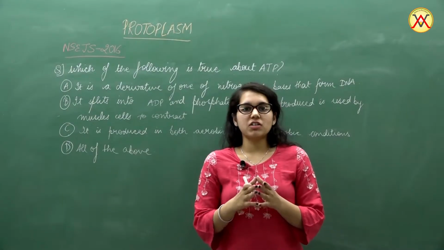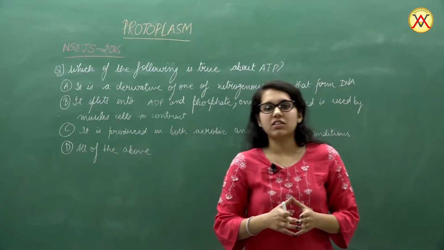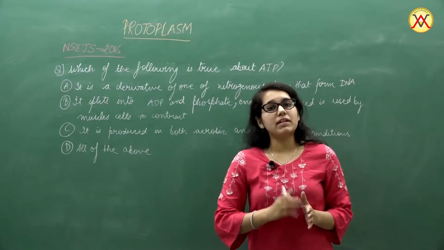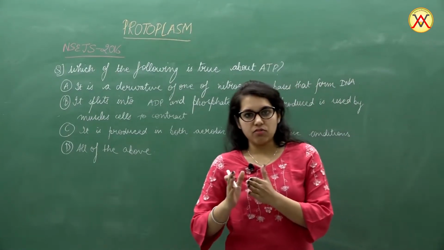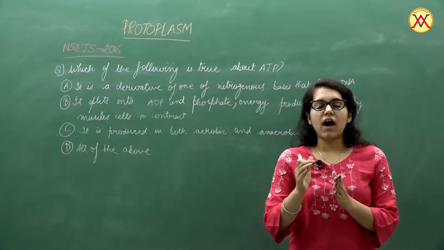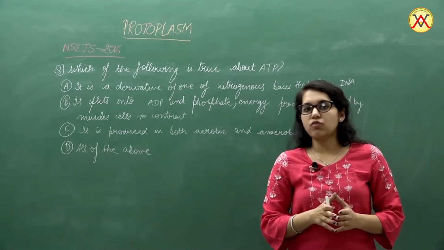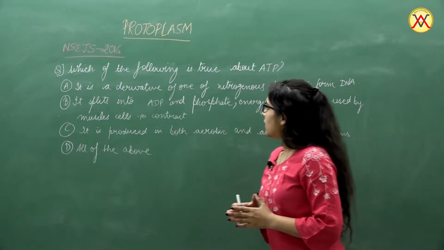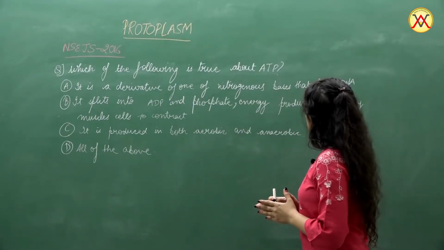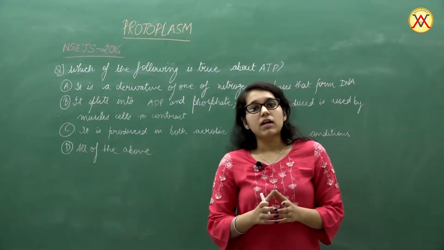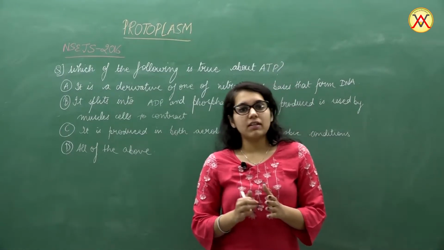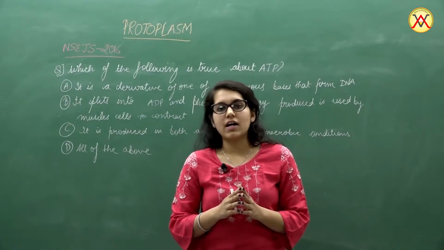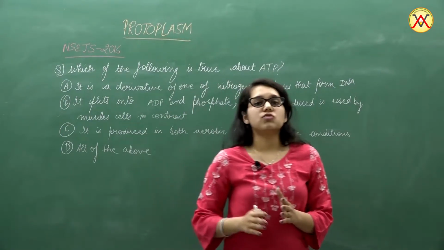So now the next question, again from the same year 2016, states: which of the following is true about ATP? ATP stands for adenosine triphosphate. So we have to find out the statement which among the following is completely true with respect to ATP. Firstly, it is a derivative of one of the nitrogenous bases that form DNA. Yes, it is the correct statement, that it is a derivative formed from one of the nitrogen bases, that is adenine. Adenine is found in DNA.